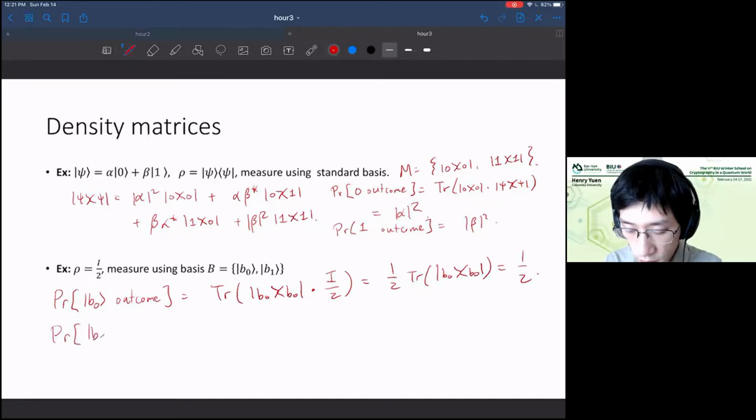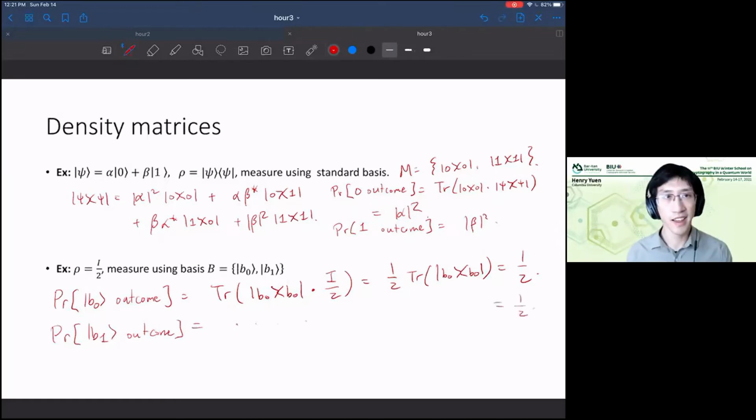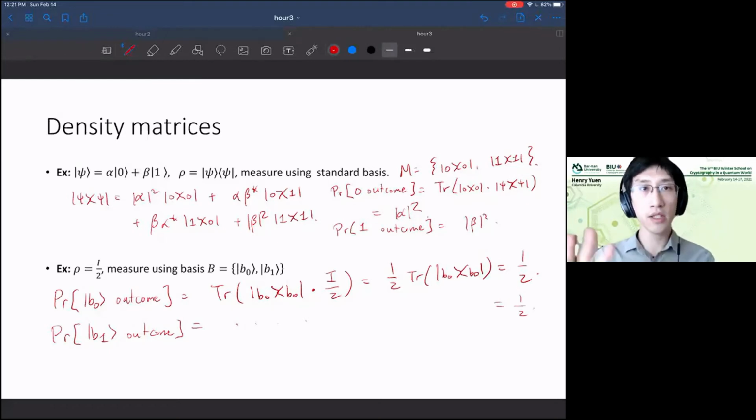And the same thing with the B1 outcome. You do the calculation, you're going to get probability half. So this tells you that no matter how this maximally mixed qubit was prepared, whether they picked a random standard basis state or a random diagonal state, and no matter what basis you measure in, you're always going to get a 50-50 outcome.